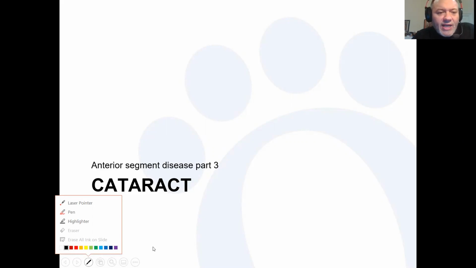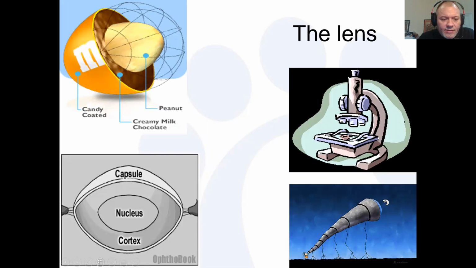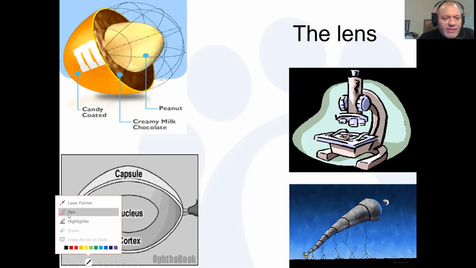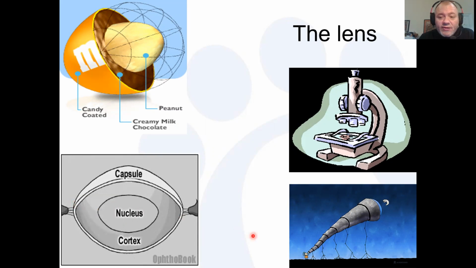Welcome back. We're going to carry on the third part of this lecture, talking about anterior segment disease, talking about cataracts. So understanding the anatomy of the lens helps us in diagnosis, and also an understanding of progression of disease and pathology in the lens in all our patients.